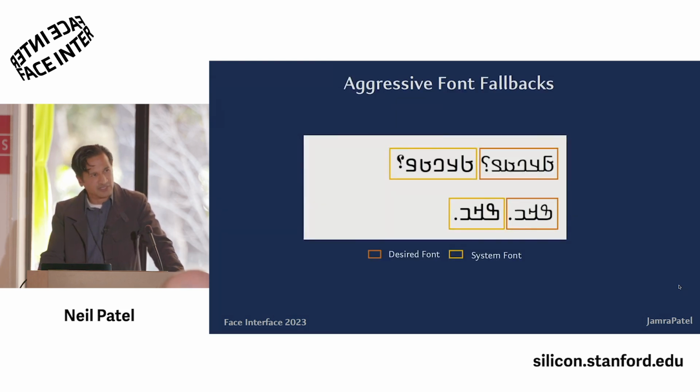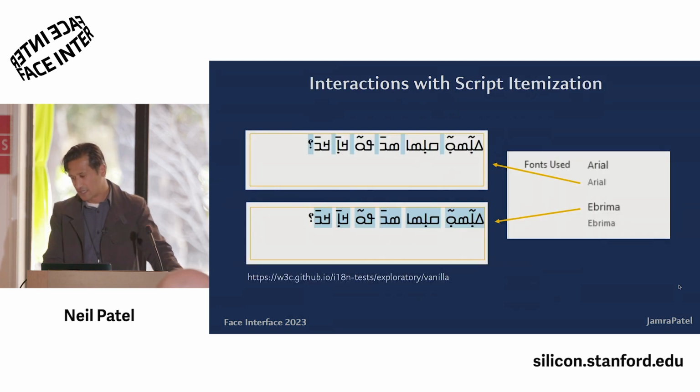Another thing we see is really aggressive font fallbacks. Users go ahead typing their text, they've chosen their font, and as soon as they start to type again, it just switches to a system font. And so there's this iteration of typing a little more, select all, change your font, type a little more, select all, change your font. It's really a frustrating exercise.